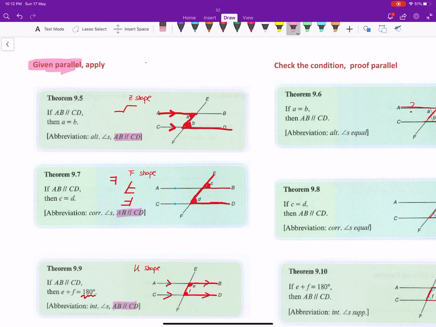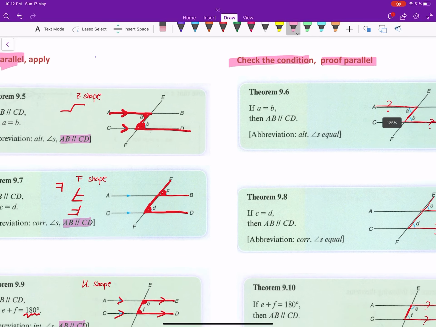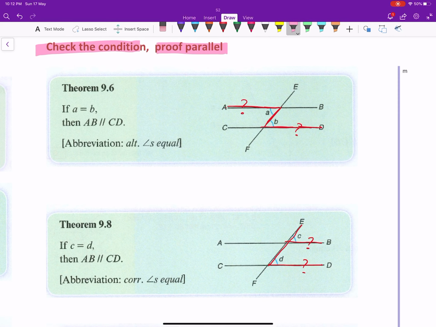Now we have the reversed theorem that is used to check the condition, and then we can prove if they are parallel lines. Let's take a look. Right now, we want to prove if AB and CD are parallel lines. So it is not given, we need to prove. So we put a question mark to check whether AB and CD are parallel.